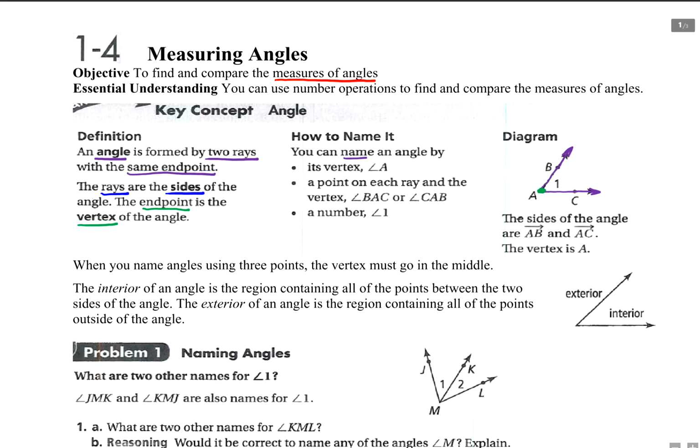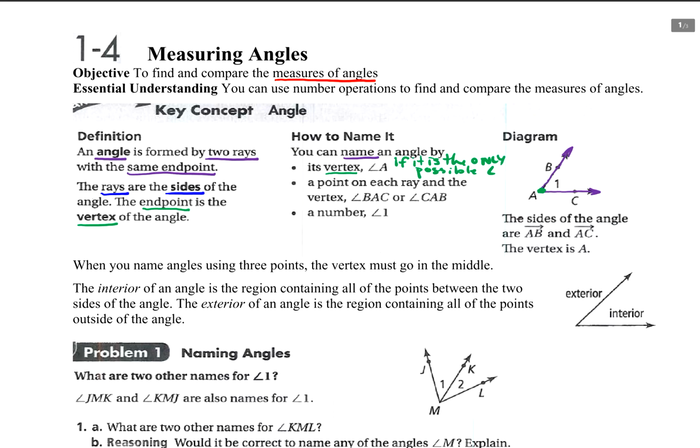We can name an angle in a number of ways. The first way is simply by its vertex. So this here would be angle A. Point A is the vertex. Now, this seems like a nice easy way to do it, but this is only if it is the only possible angle. And we'll talk a little bit more about that later.